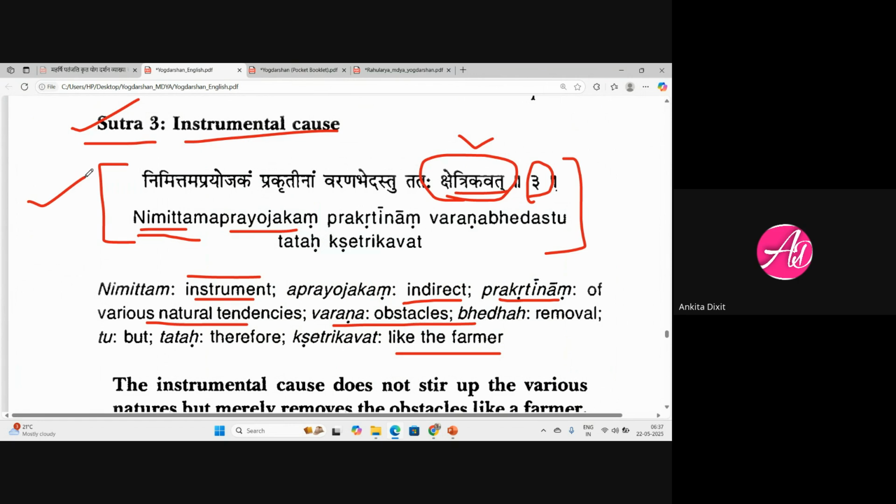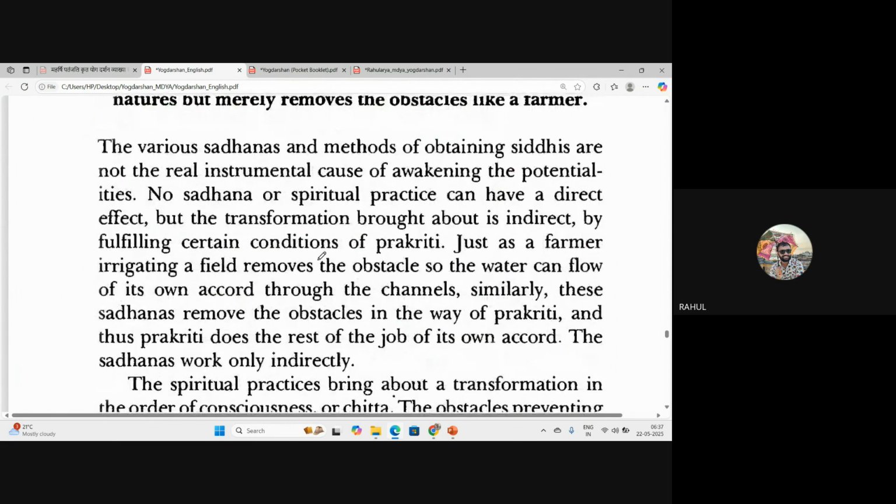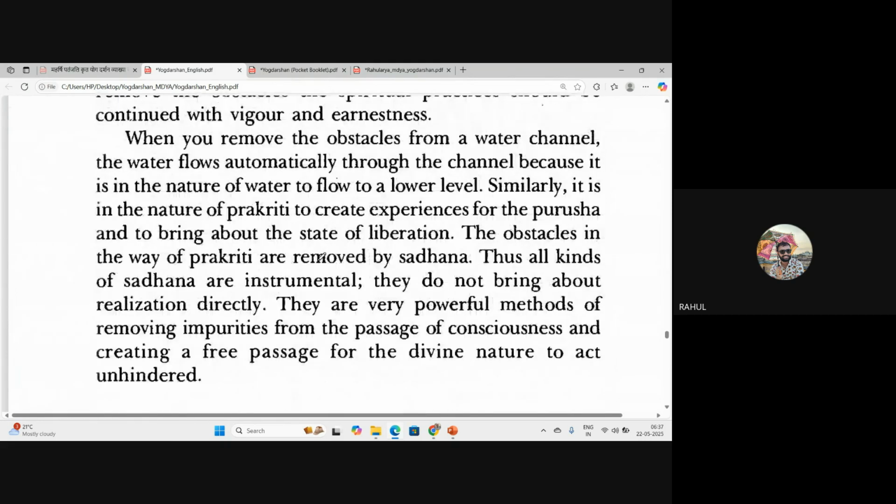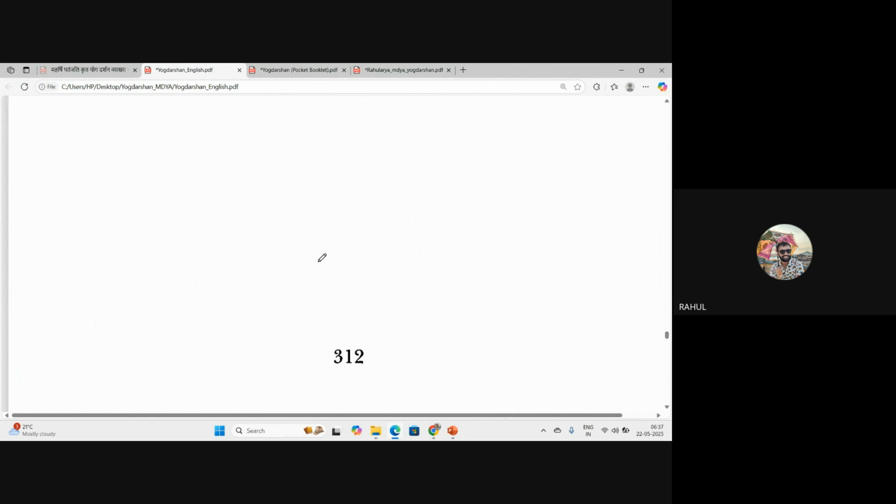For example, like the farmer, he makes the path for removing the obstacle so that the water can flow and reach every plant. So the yogi has to remove the obstacles and toxins and everything, and he will be able to achieve the powers and siddhis. Very good. Mahatma Buddha, great example you gave. He removed the obstacles in the chakras, he activated his Sahasrara, and he got the powers.